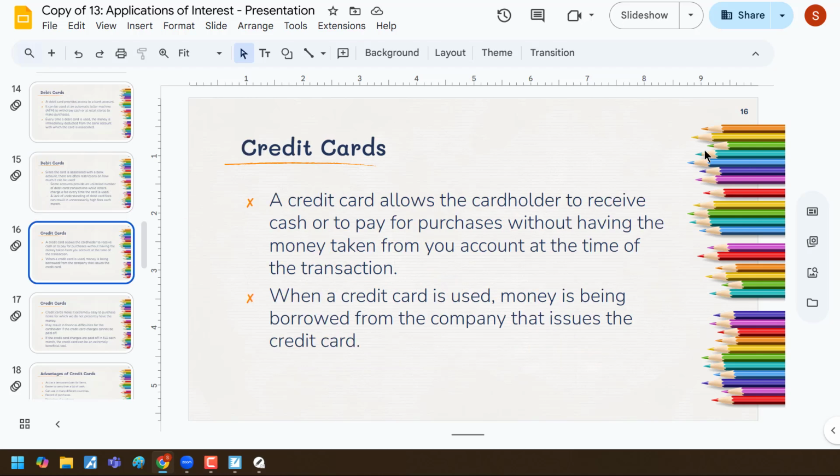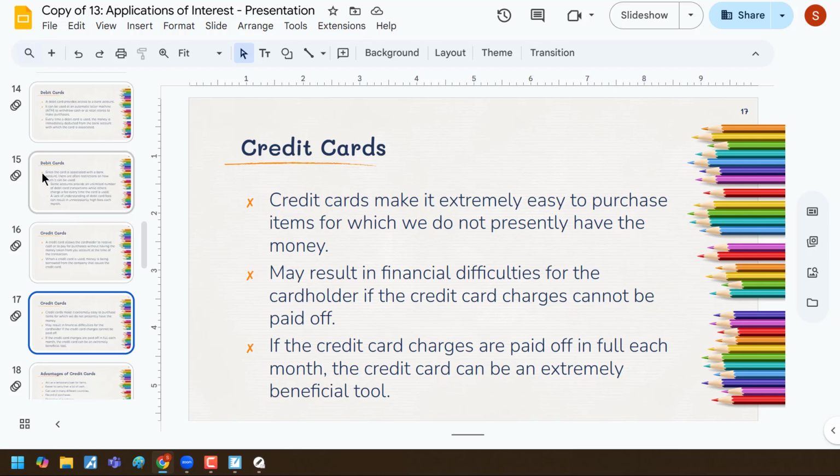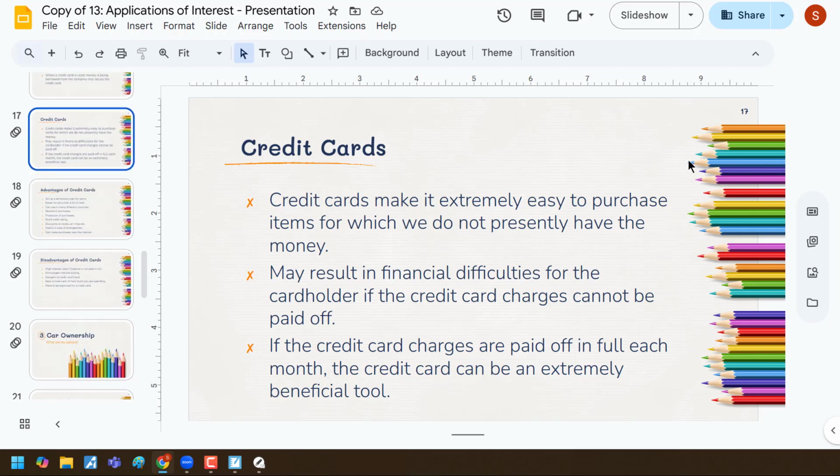Credit cards. A credit card allows the cardholder to receive cash or to pay for purchases without having the money taken from your account at the time of the transaction. When a credit card is used, money is being borrowed from the company that issues the credit card. Credit cards make it extremely easy to purchase items for which we do not presently have the money. This may result in financial difficulties for the cardholder if the credit card charges cannot be paid off. If the credit card charges are paid off in full each month, the credit card can be an extremely beneficial tool.